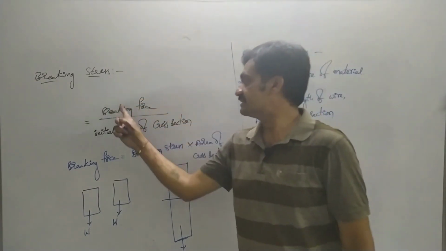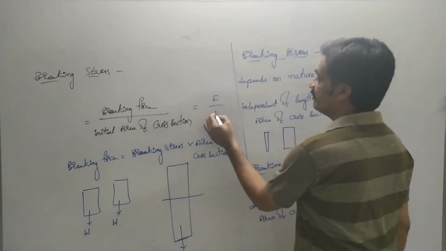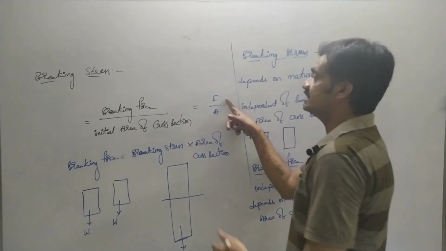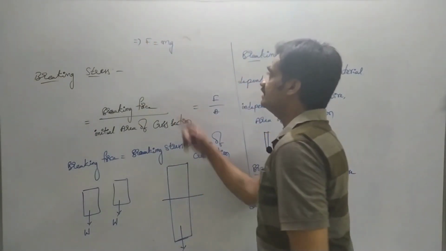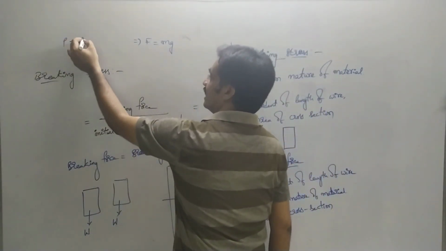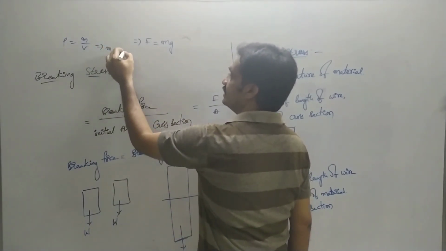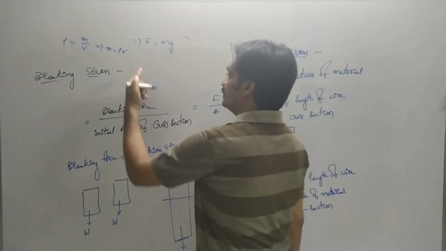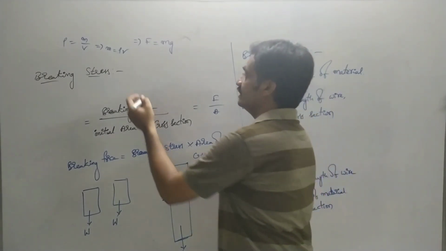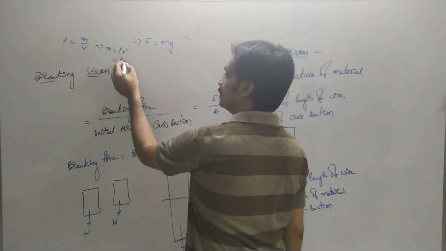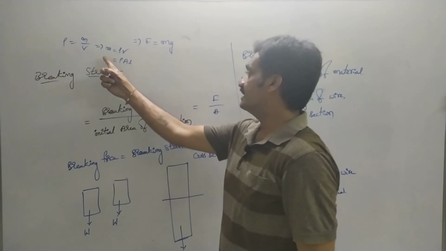Observe that breaking stress is nothing but breaking force by initial area of cross section. So it is represented as F by A, where force is represented based on the weight. F is equal to mg, and here we know that density is equal to mass by volume. Then mass is equal to density into volume of the wire. This volume of the wire can be represented in terms of area as well as the length of the wire. So now I am going to represent this expression as rho A l as volume. Now mass is represented as rho A L.